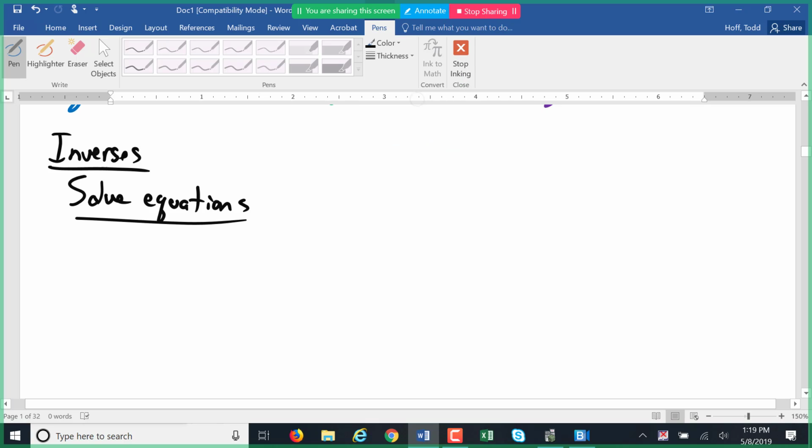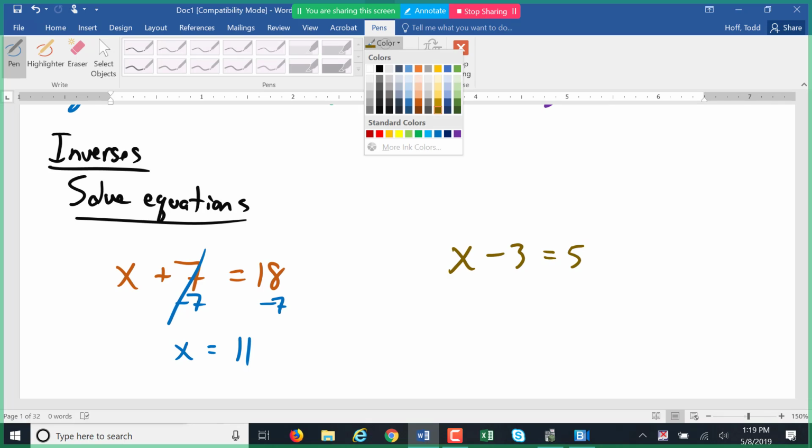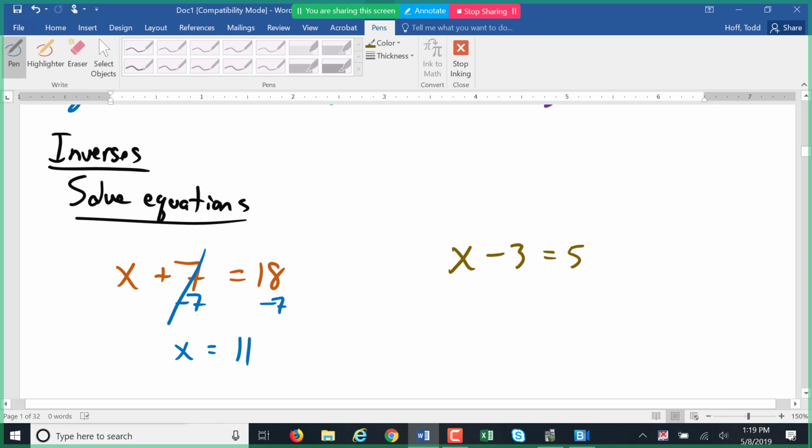If I have an equation like x plus 7 equals 18, it was built by taking x and adding 7. I solve it by subtracting 7. If I have an equation like x minus 3 equals 5, it was built by subtracting 3. I solve it by doing the inverse, adding 3. X equals 8.